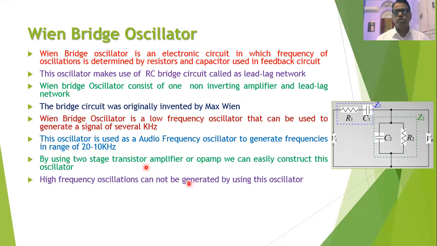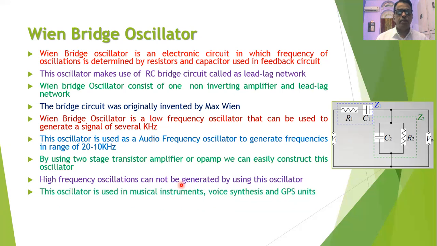High frequency oscillations normally cannot be generated using this oscillator. So this is a low frequency oscillator, and therefore it is used for the generation of low frequencies only. This oscillator is widely used in many applications. For example, it can be used in musical instruments, in voice synthesis, and in GPS systems. The output of this oscillator will be sine wave oscillations, that is, this oscillator generates sinusoidal oscillations.